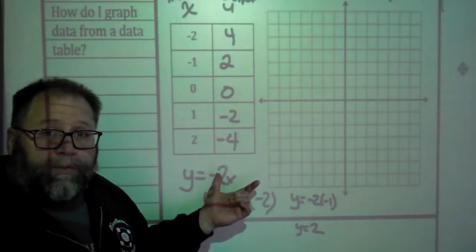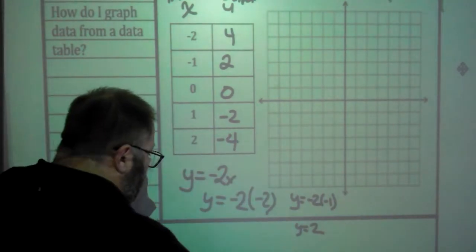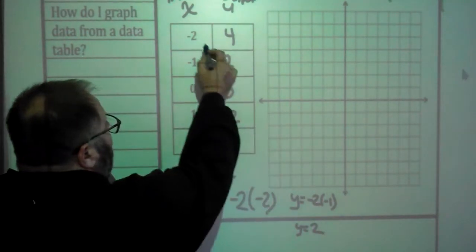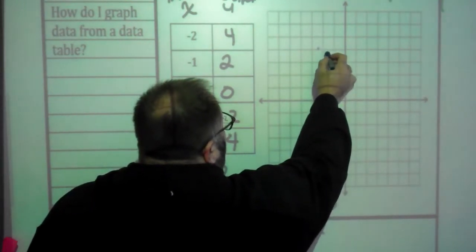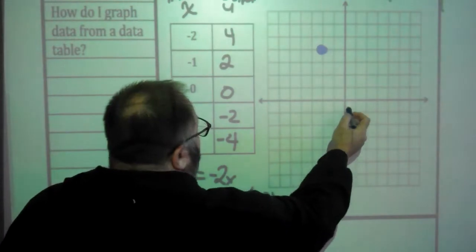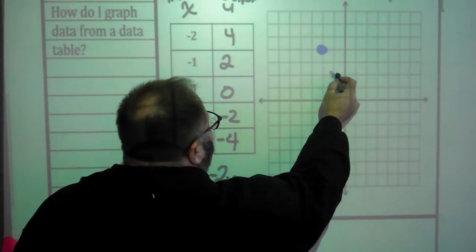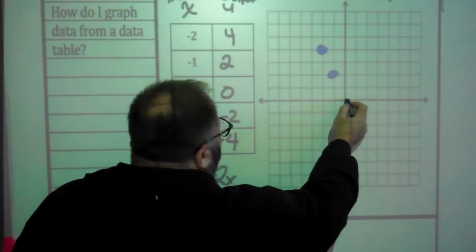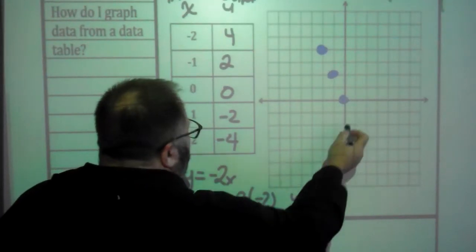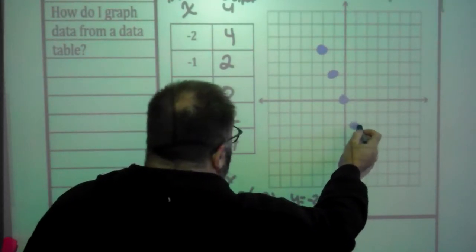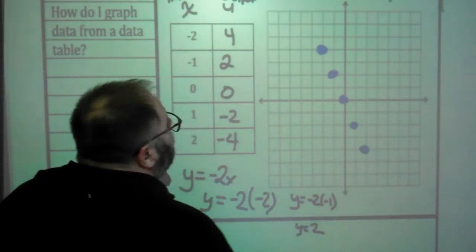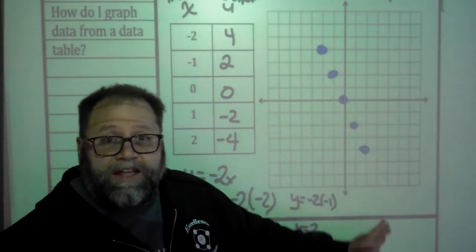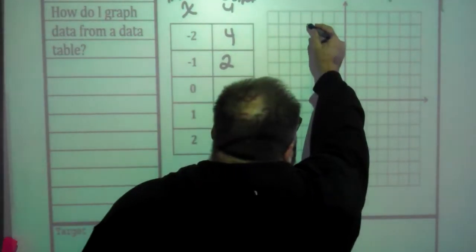Now I have a set of ordered pairs, and I can now graph that set of ordered pairs. So I've got negative 2, 4, so 1, 2, 1, 2, 3, 4. I got negative 1, 2, right there. I've got 0, 0. I've got 1, negative 2. I've got 2, negative 4. And then we would connect that line, and that line would go on forever.